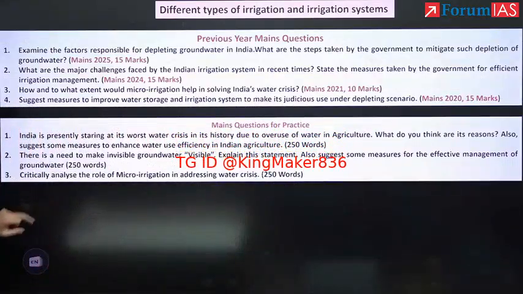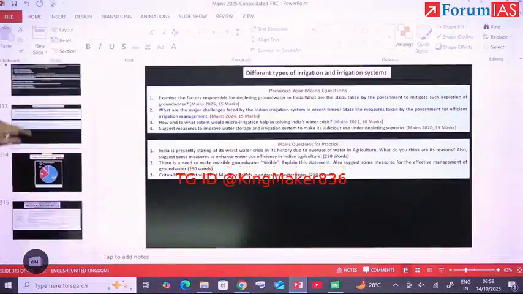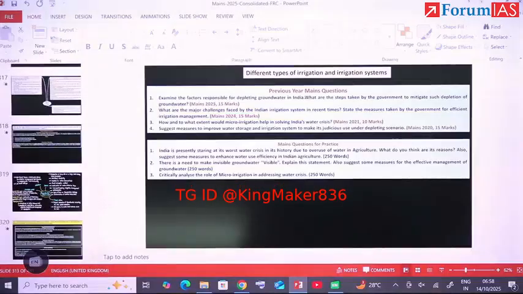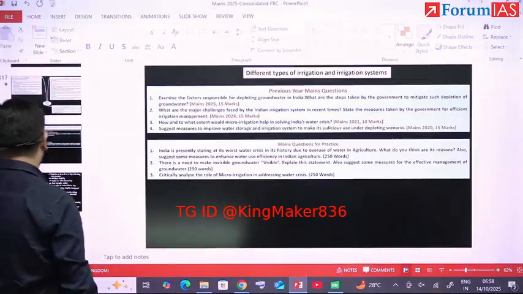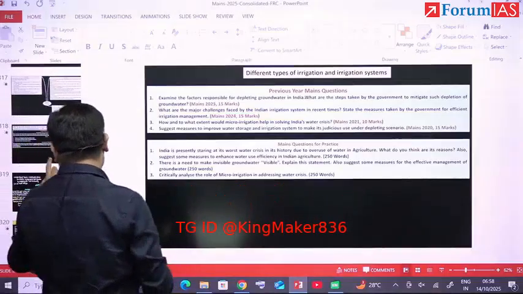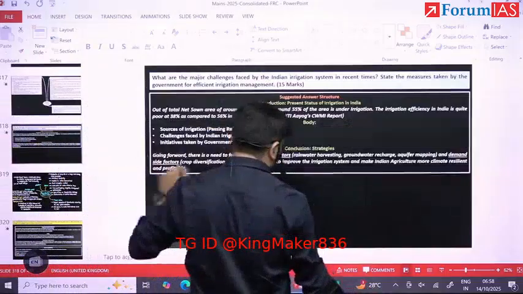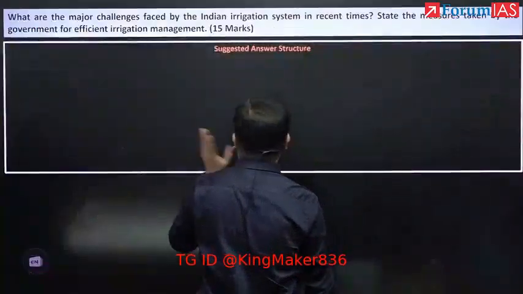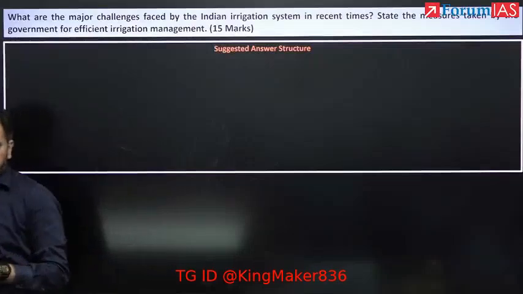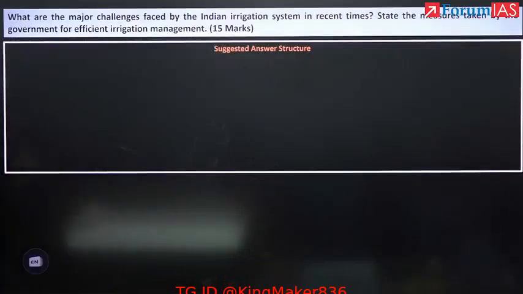Please look at this particular question. I want the answer structure. That's it. Write down the question and the answer structure.